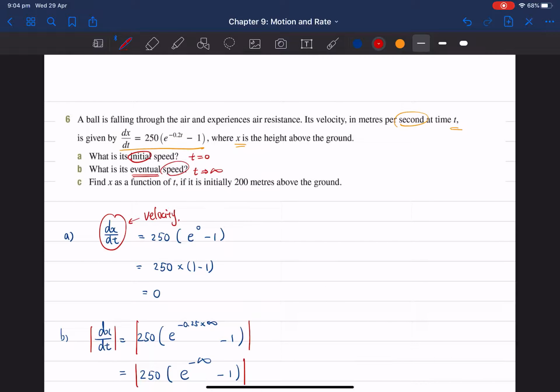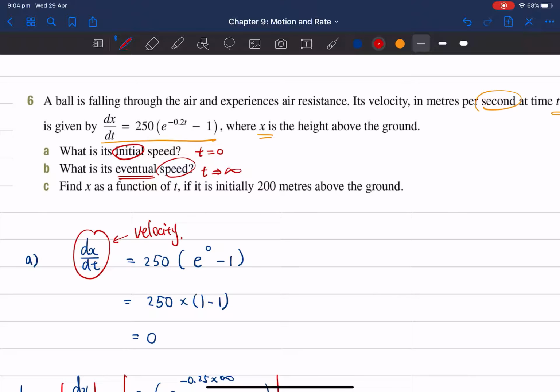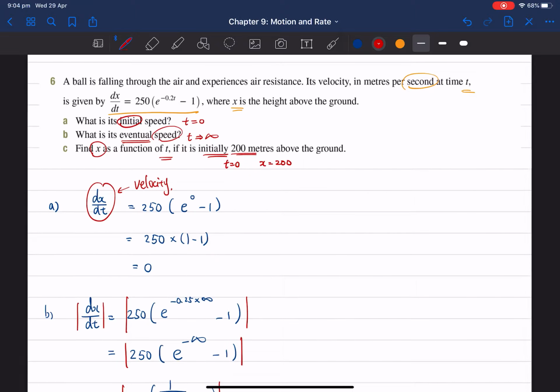Let's have a look at part C. Part C, find x as a function of time, if it's initially 200 meters above the ground. All right, so let's have a look. Initially, t equals 0, x equals 200. And the question asks you to find x in terms of time. So how do we do it? Well, obviously, this time it is integration.